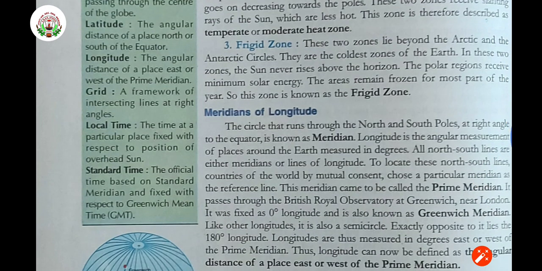Now the next, here we are going to stop. The meridians of longitude we will continue in the next class.